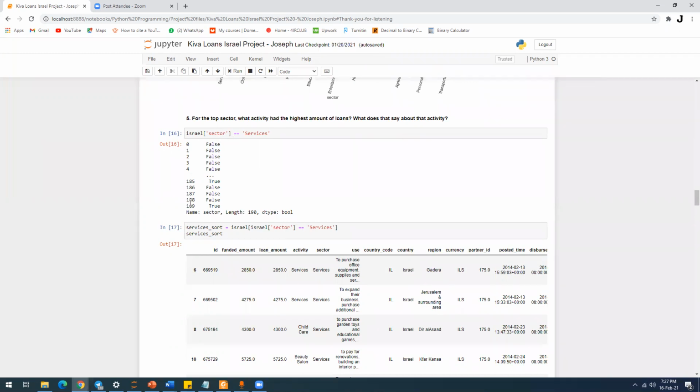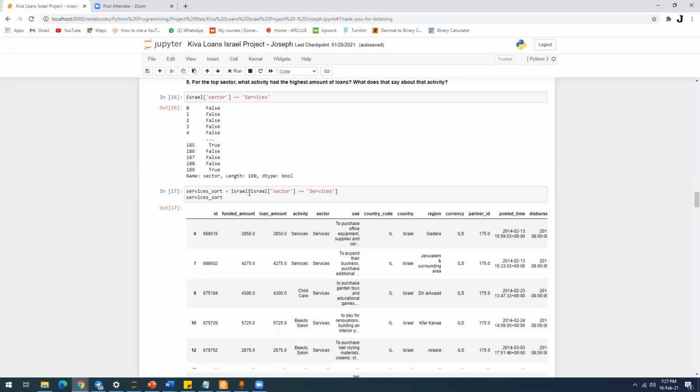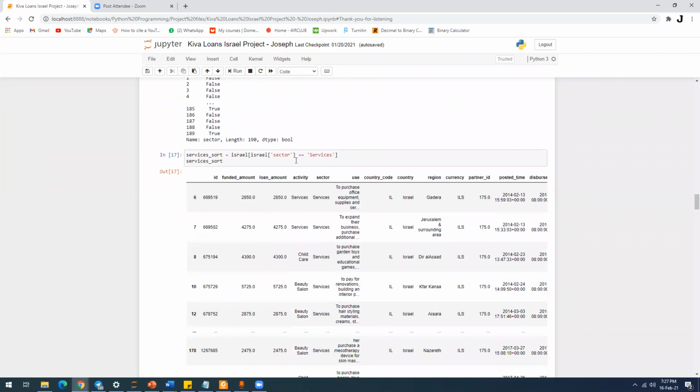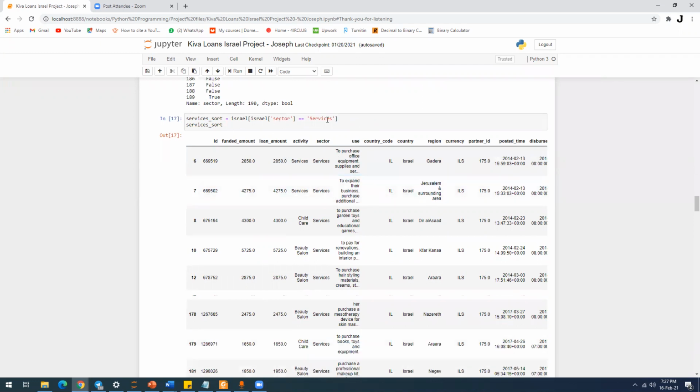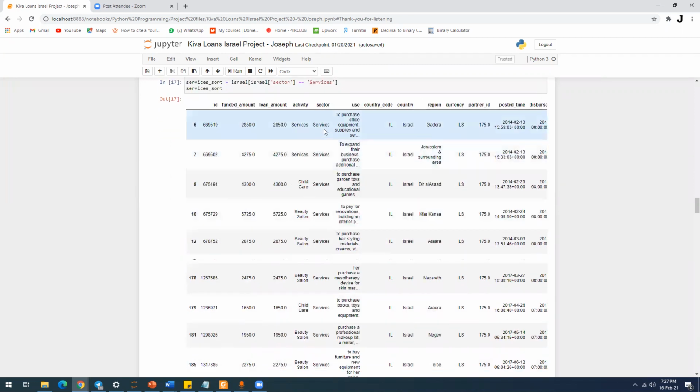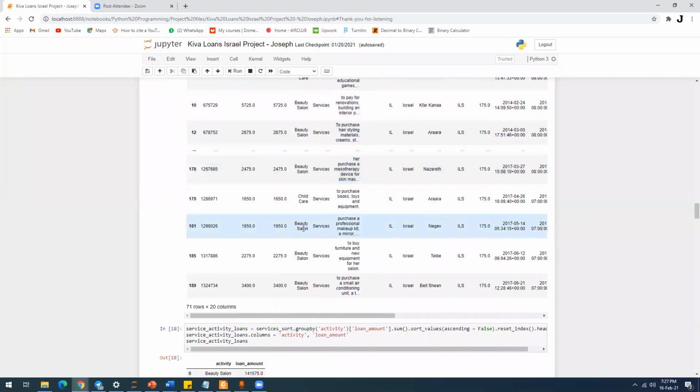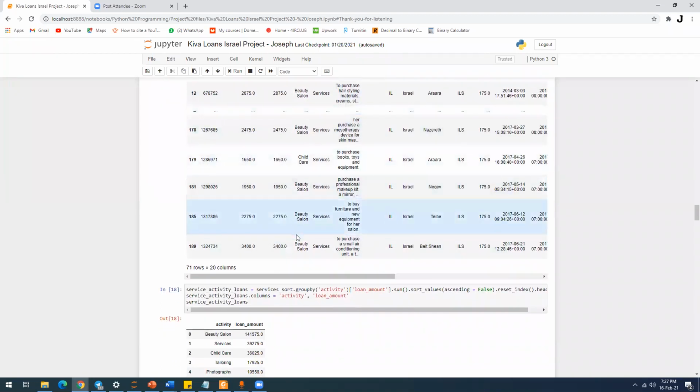So here I did a quick check to see if there is any missing value, and I realized there was no missing value. So I went ahead and did a sort of the services with its sector, and in this case the sector was services. So quick sort, and this is what I got. You can see from this, in services, there's an activity called services. And also in services, there's childcare, there's beauty salon. This is what we can see so far.